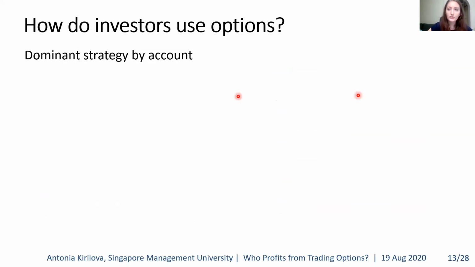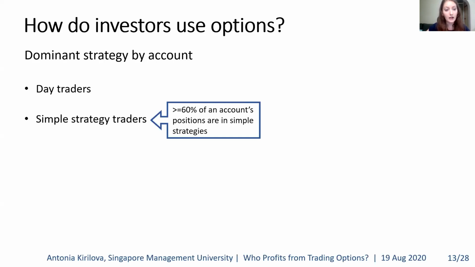Next, we want to look at the dominant strategy of each account. So for day traders, the definition is the same. They are the accounts that only trade intraday and never hold positions at the end of the day. But for position holders, one account can hold different positions on different days. I mean, they can hold positions in different strategies each day. So we want to extract the dominant strategy of each account. To give you an example, if at least 60% of an account's end-of-day positions are positions in simple strategies, then we will define that account as a simple strategy trader. So we use this 60% cutoff to define the dominant strategy of the account.